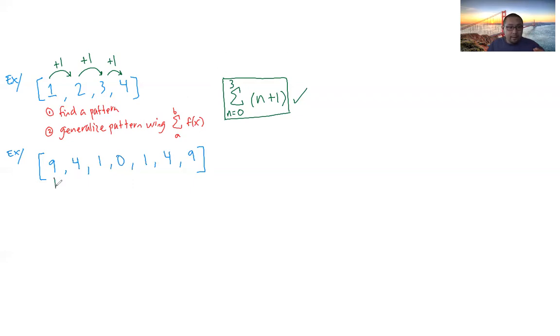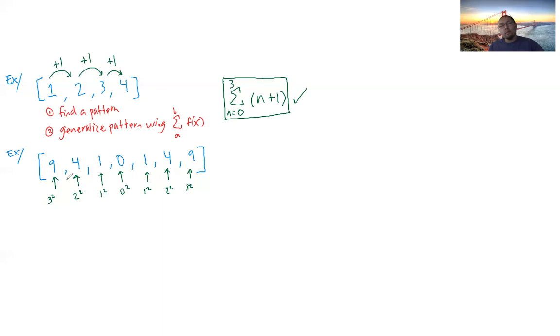So let's look at 9. 9 can be calculated as 3 squared, right? 4 can be calculated as 2 squared. 1 can be calculated as 1 squared, right? And same thing over here. So let's just write those back down over here. 2 squared, right? 3 squared. And then 0 can be calculated as 0 squared.